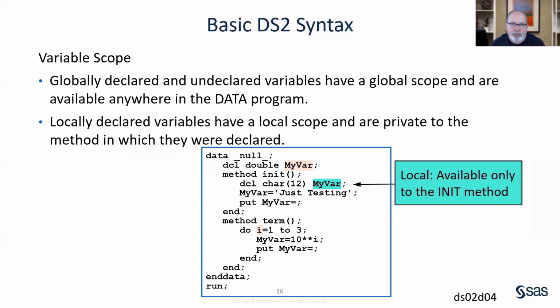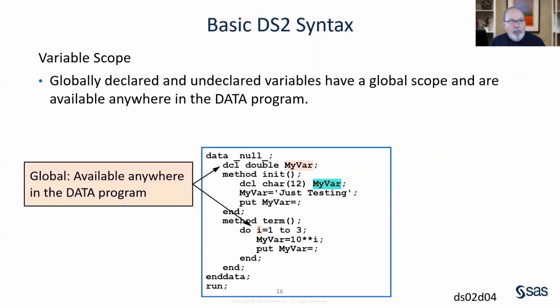Local variables are declared local to the init method here and available only to init. Globally declared variables and undeclared variables both have global scope. And that means that the values for those variables will be available anywhere in the data program. We can see an undeclared variable here and a declared global variable here.